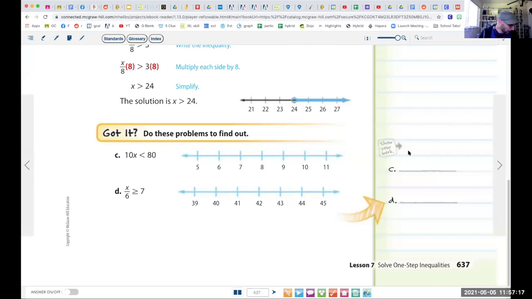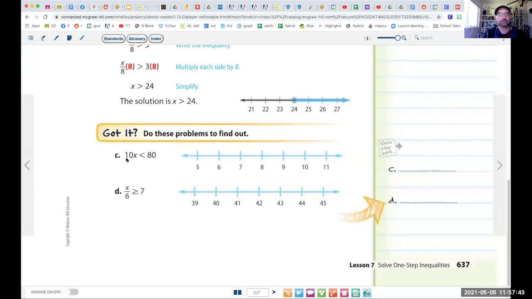Okay, so now we're at the bottom of page 637, and let's try letter C down here. 10x is greater than 80, right? So remember, this is 10 times x, or x times 10, and you want to see what is x equal to, or what is x less than. Ready, go. All right, so we make believe it's still an equation, even though it has a less than. You solve it in the same way.